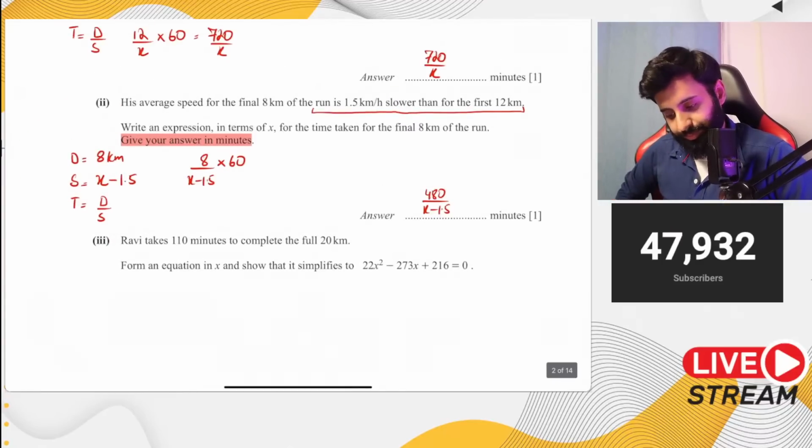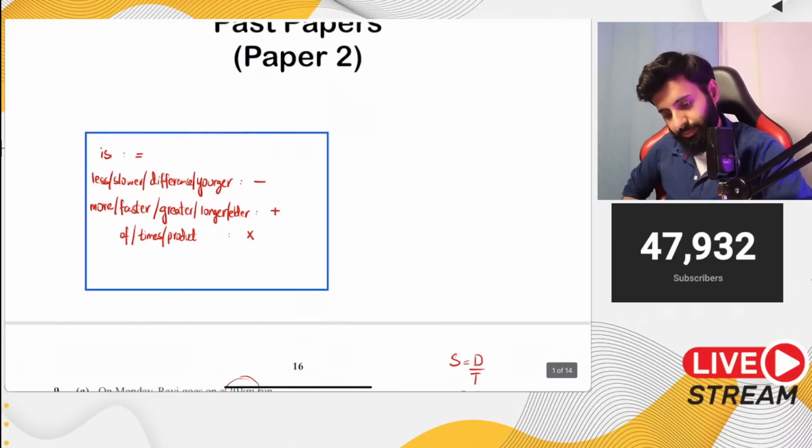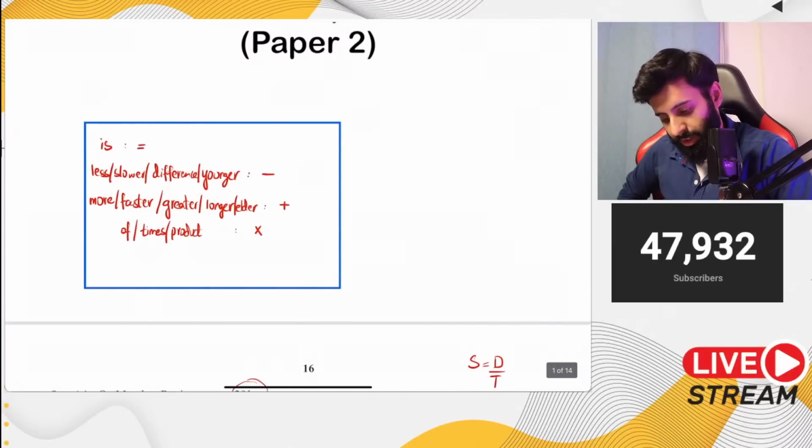Also remember that the word total is also your hint that you need to add them. And someone mentioned that change also is a word which is your hint that you need to minus.